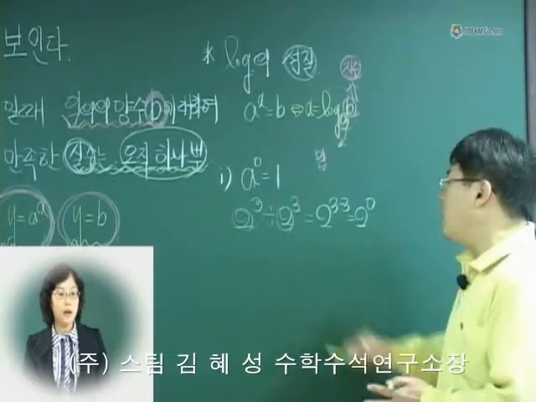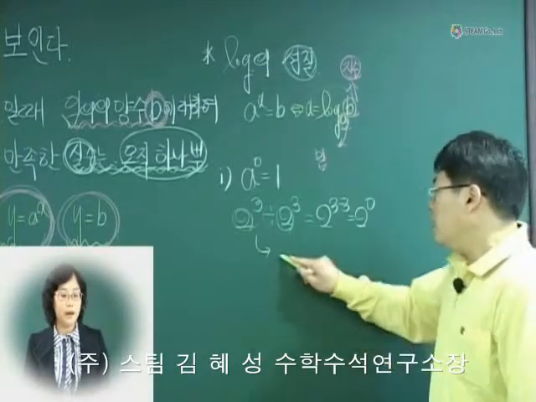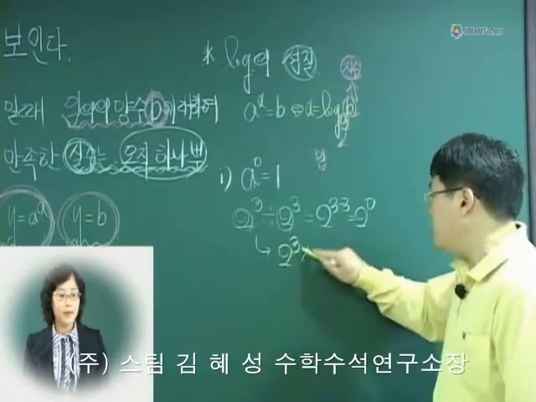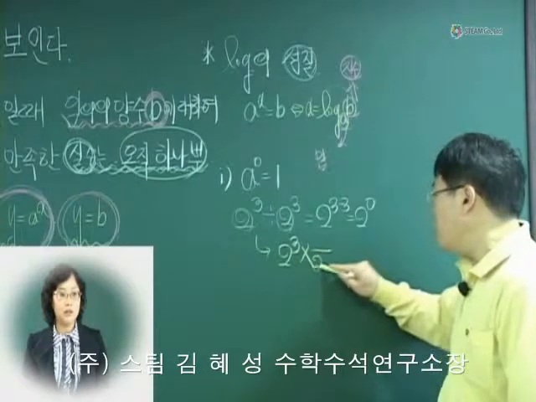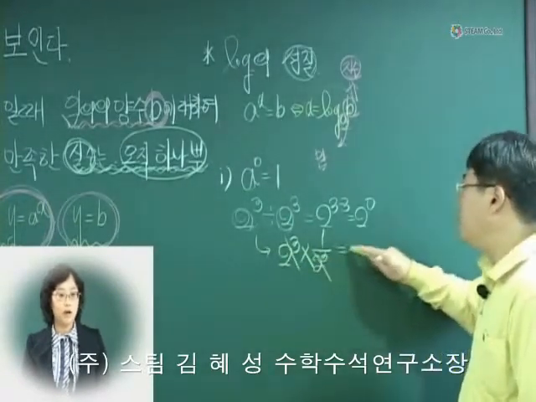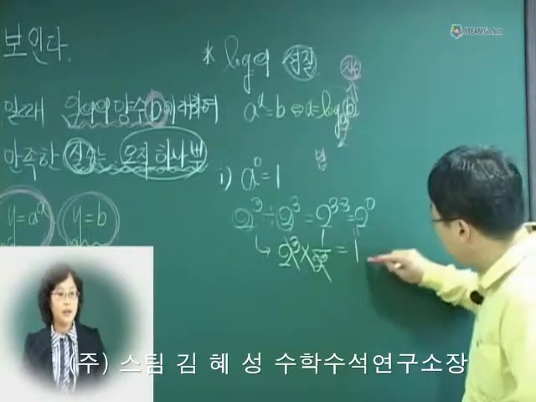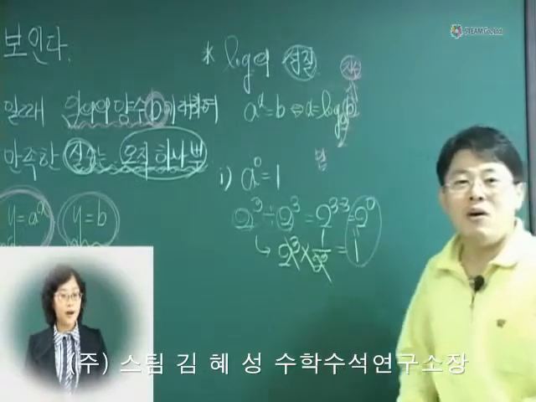The 0 power of all numbers. 2 to the third power divided by 2 to the third power can also be changed into multiplication by the reciprocal form, 1 over 2 to the third power. Then you reduce the fraction, and it becomes 1. Now you can bring it in your mind.